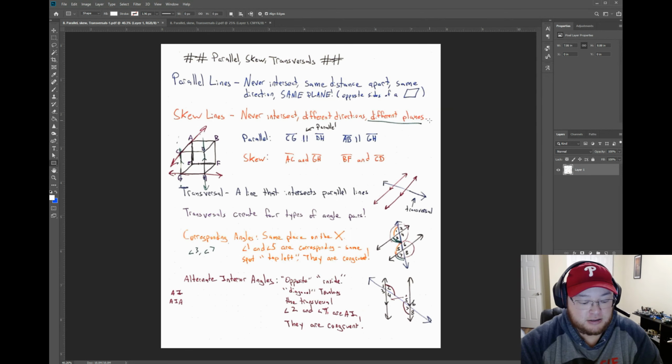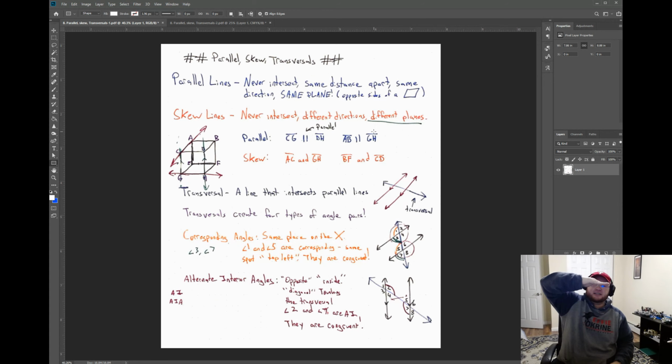Skew lines also never intersect, but they go in different directions and they are in different planes. You cannot draw a nice box using skew lines. Basically what's going on is you have a line like this, and then one is in front of it or behind it.